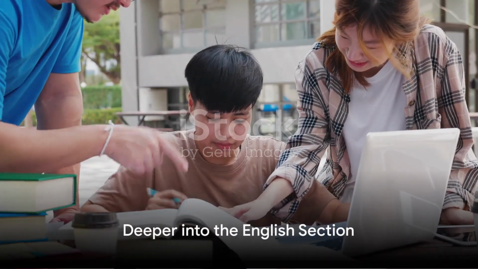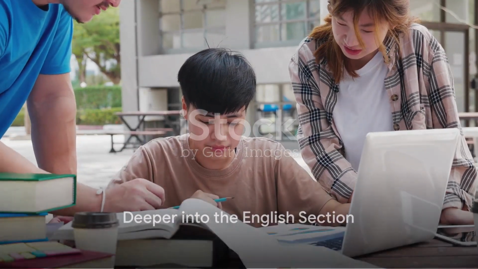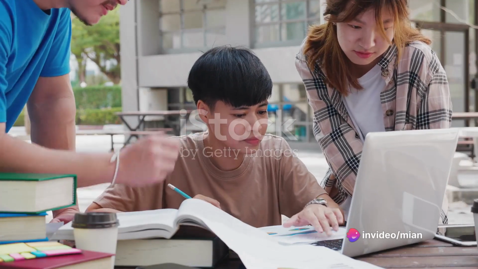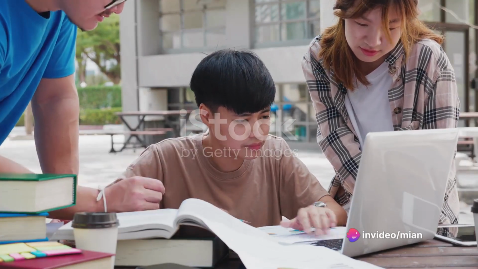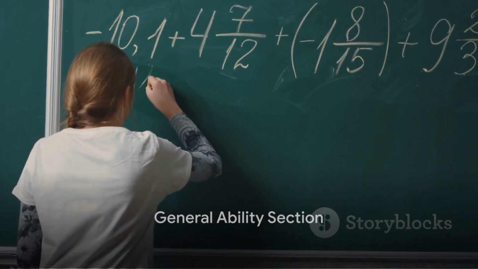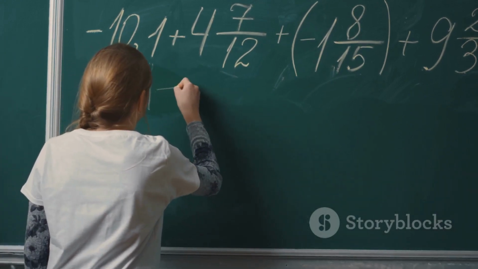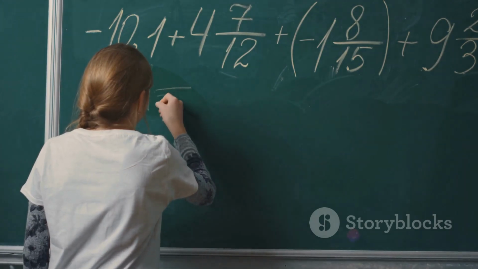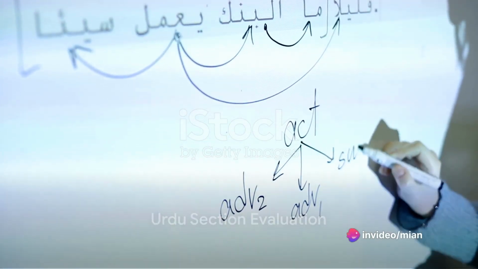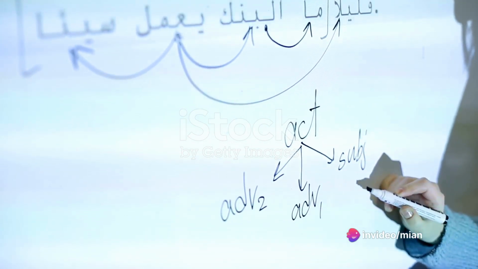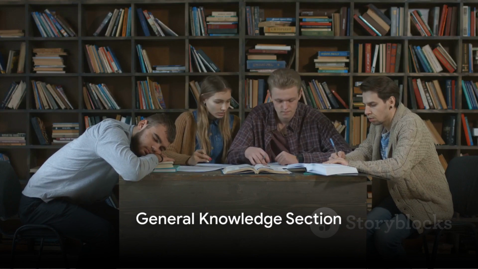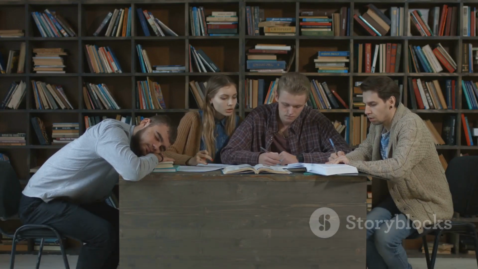Now let's delve deeper into the English section. It includes synonyms, antonyms, prepositions, sentence completion, sentence correction, comprehension, and odd word out. The general ability section tests your skills in basic maths, algebra, geometry, general mental ability, and analytical reasoning. The Urdu section evaluates your grammar and translation skills, while the Islamic studies section tests your knowledge of the religion. The general knowledge section is subdivided into everyday science, Pakistan studies, and current affairs.